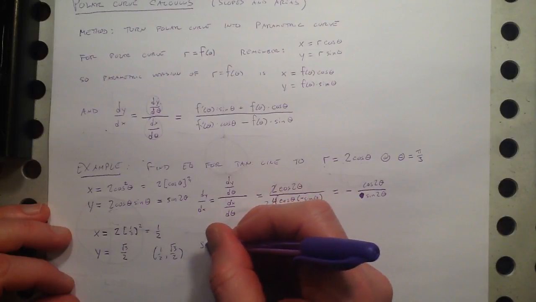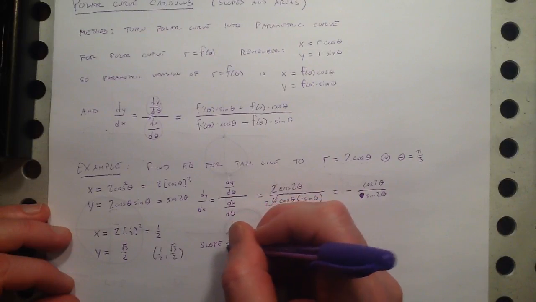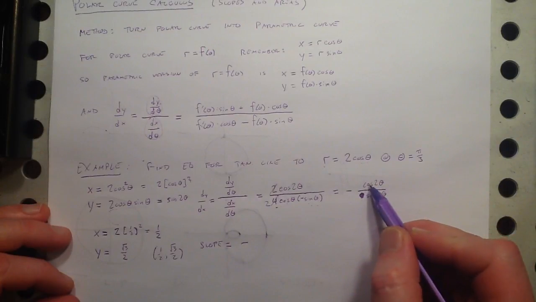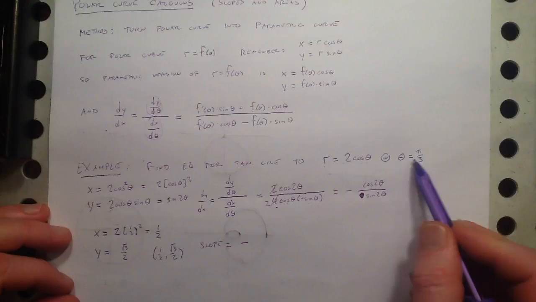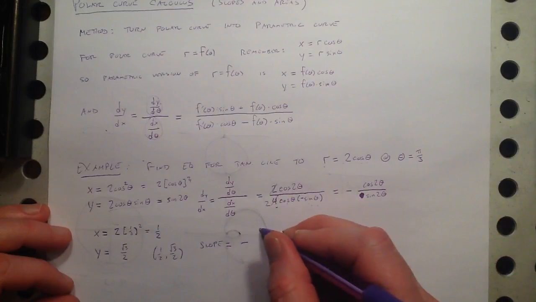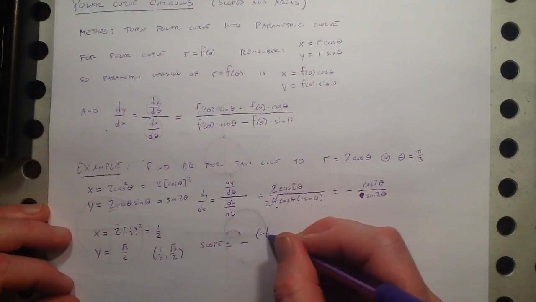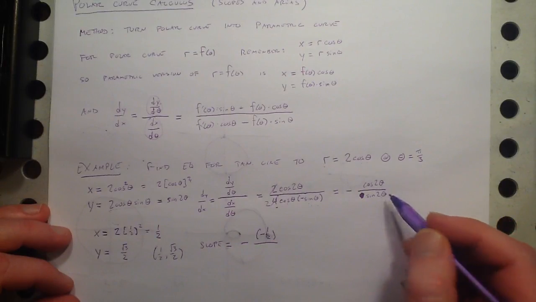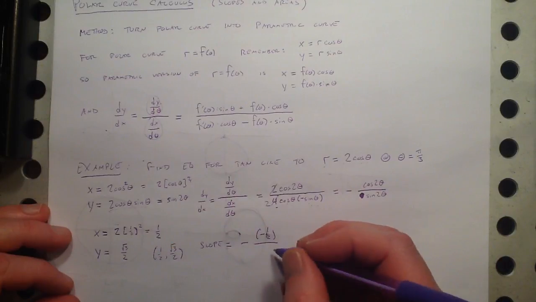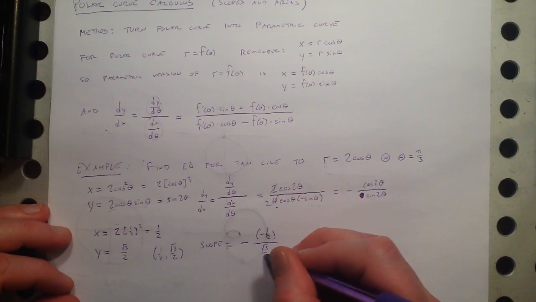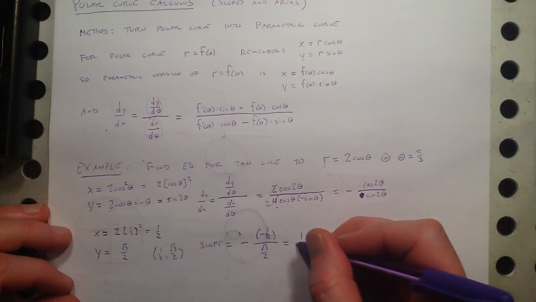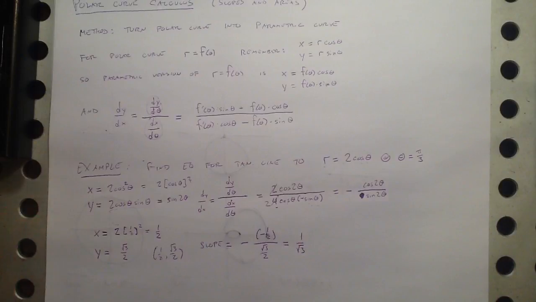Now I need my slope. And I have my slope formula here. So that's negative cosine of 2 theta. So the cosine of 2 pi over 3 is negative 1/2 over the sine of 2 pi over 3, which I just did over here. So the negative signs cancel, the 2's on the bottom cancel. So the slope is 1 over the square root of 3.